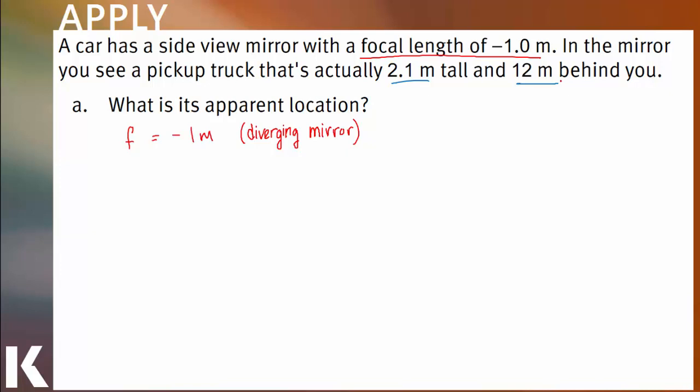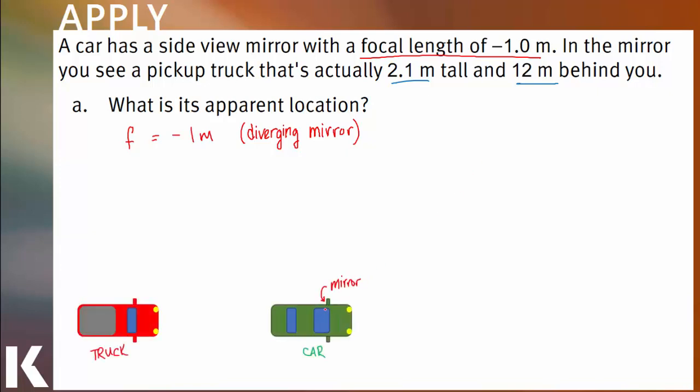Although we do have to be a bit careful here with the nomenclature, because the question does say it is 12 meters behind you. So let's pull up a diagram here. When it says 12 meters behind you, well, that makes sense. That means the truck is behind the car. However, from the perspective of the rearview mirror, the truck being 12 meters behind the car is actually 12 meters in front of the mirror. Thus, the truck will have a positive object distance.